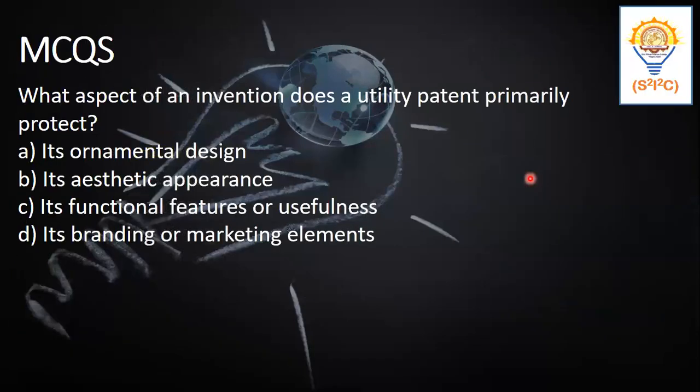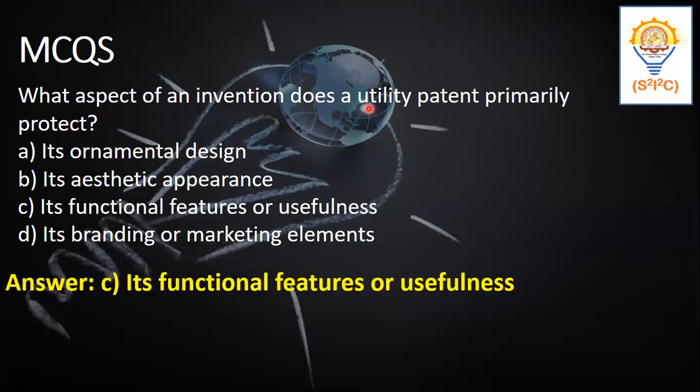Now we will see some multiple choice questions. What aspect of an invention does a utility patent primarily protect? Option A, B, C: ornamental design, aesthetic appearance, functional features, branding and marketing elements. The correct option is C, the functional features and usefulness.